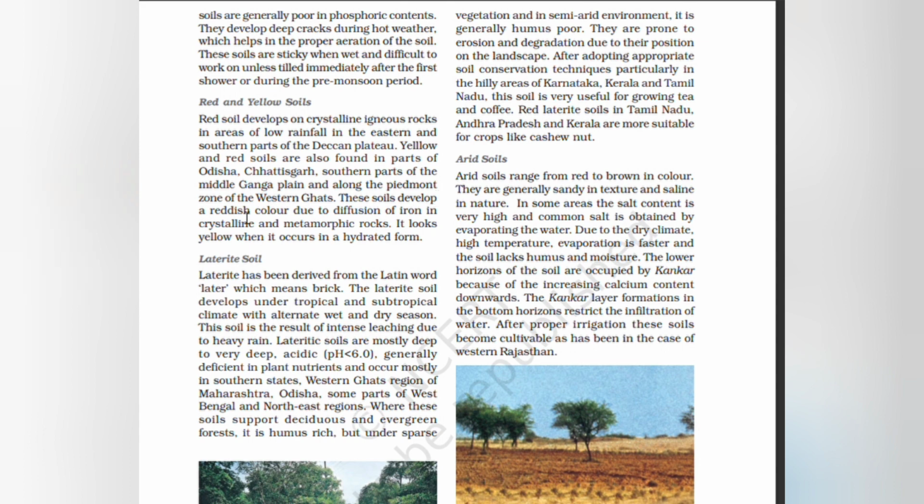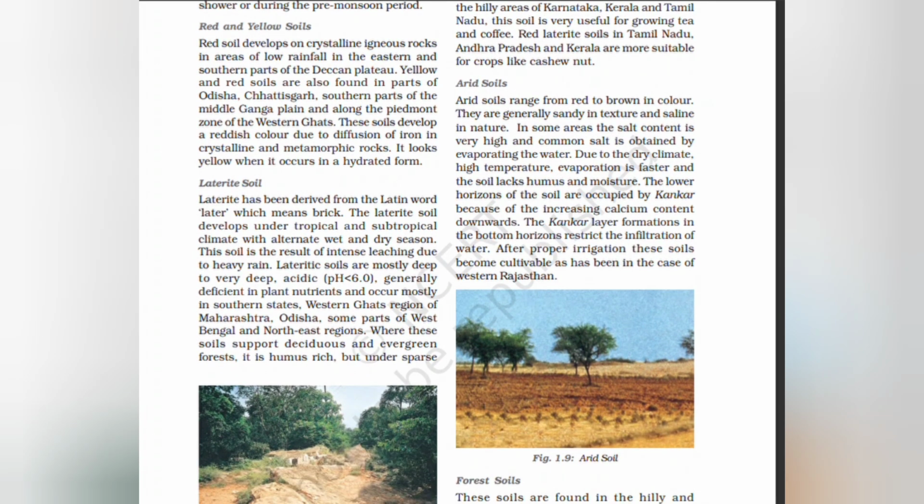These soils develop a reddish color due to the diffusion of iron in crystalline and metamorphic rocks. It looks yellow when it occurs in a hydrated form. Laterite soil. Laterite has been derived from the Latin word later, which means brick. The laterite soil develops under tropical and subtropical climate with alternate wet and dry seasons. This soil is the result of intense leaching due to heavy rain.